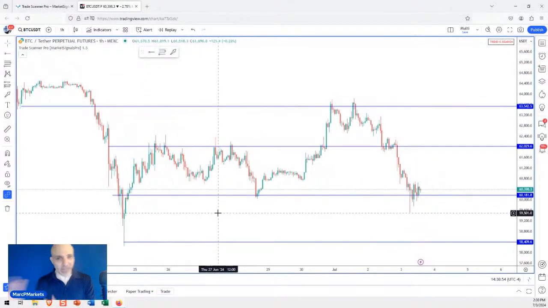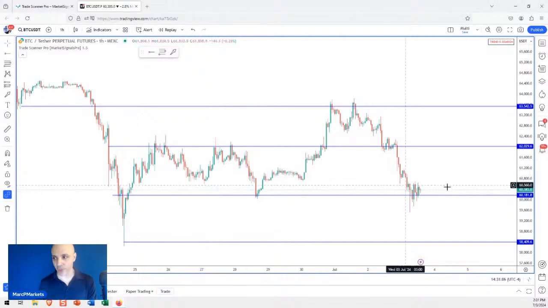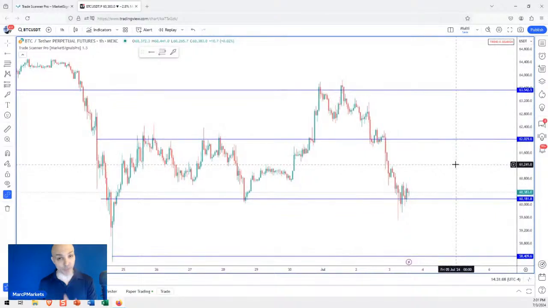This is it. You don't need any fancy oscillators. You don't need the RSI. You don't need to know Bitcoin dominance. You don't need to know any of that nonsense. It does not help here. We have trend, we have levels. This is the most valuable information you can use to make decisions, especially on smaller time frames.